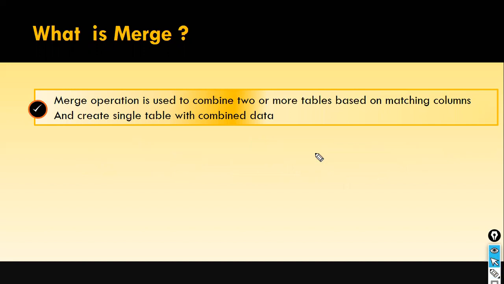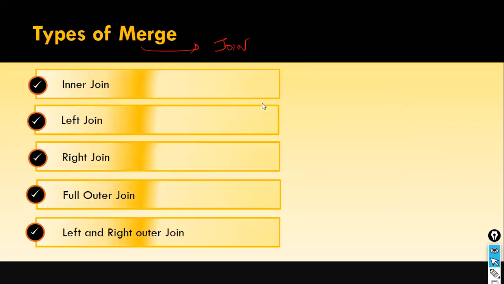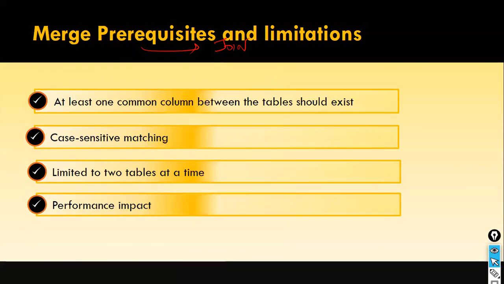This is called your join. In SQL, we call that a join. Merge is nothing but a join. But different types of joins are available. What are the prerequisites to perform merge? At least one common column should be there between the tables. Otherwise, the merge will not work. And the matching is supposed to be case sensitive in this case.